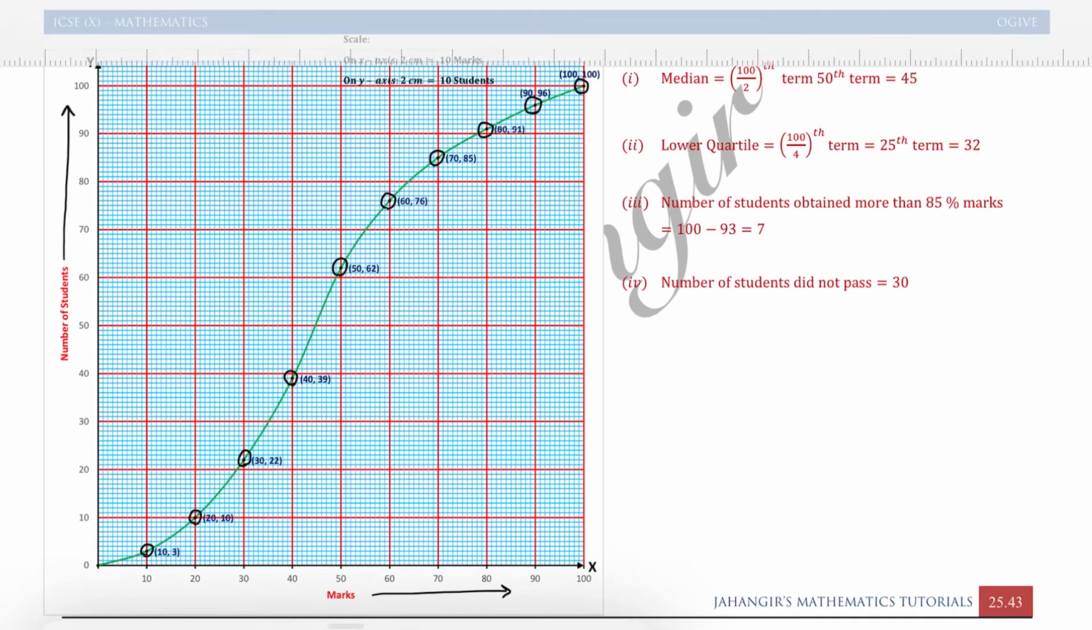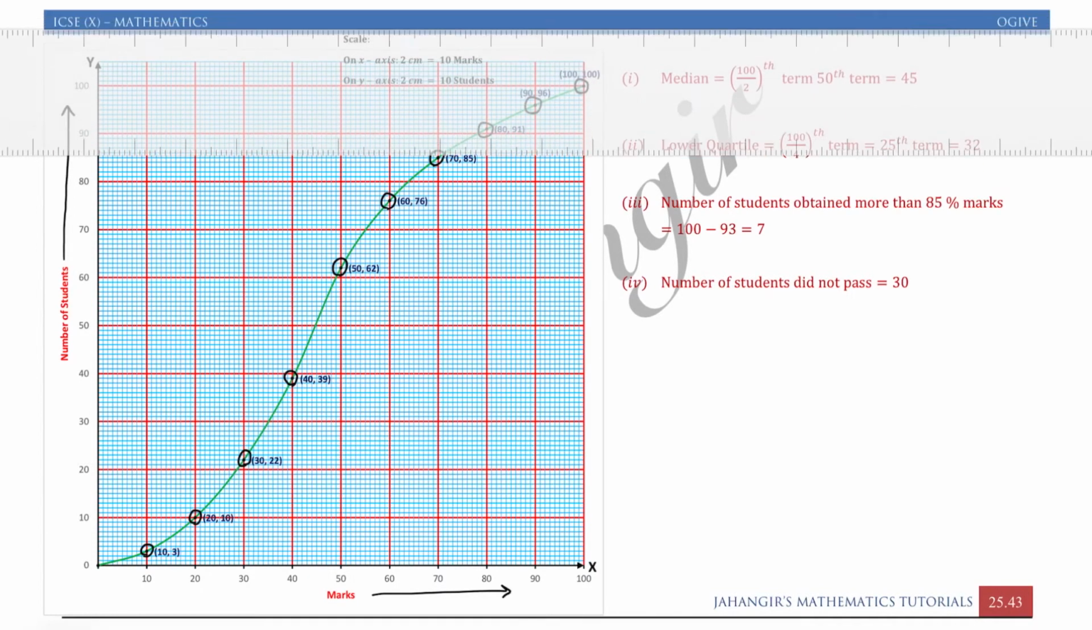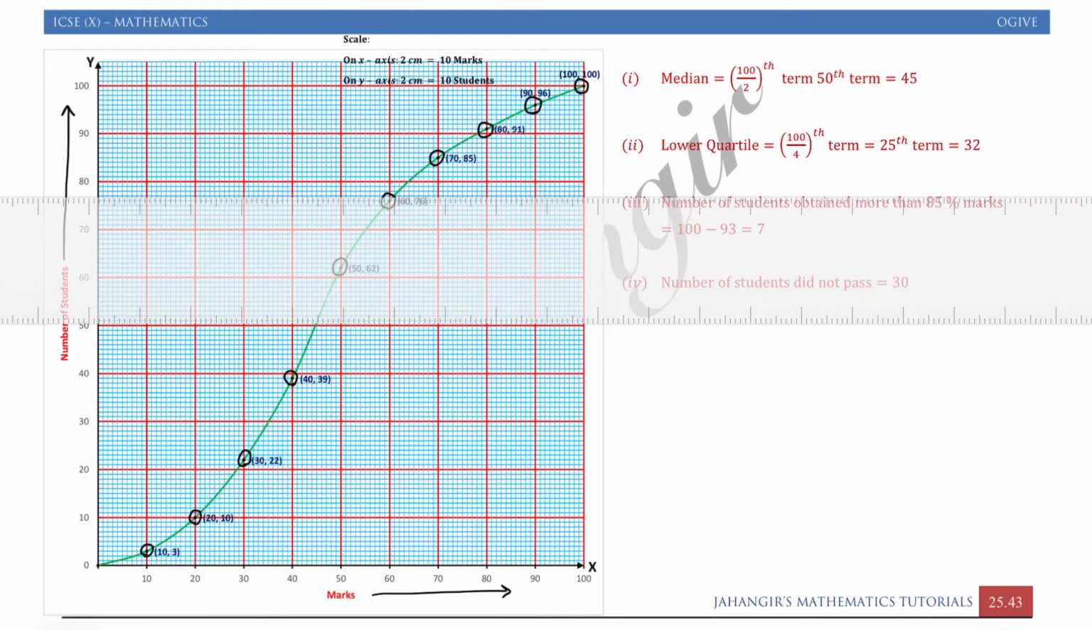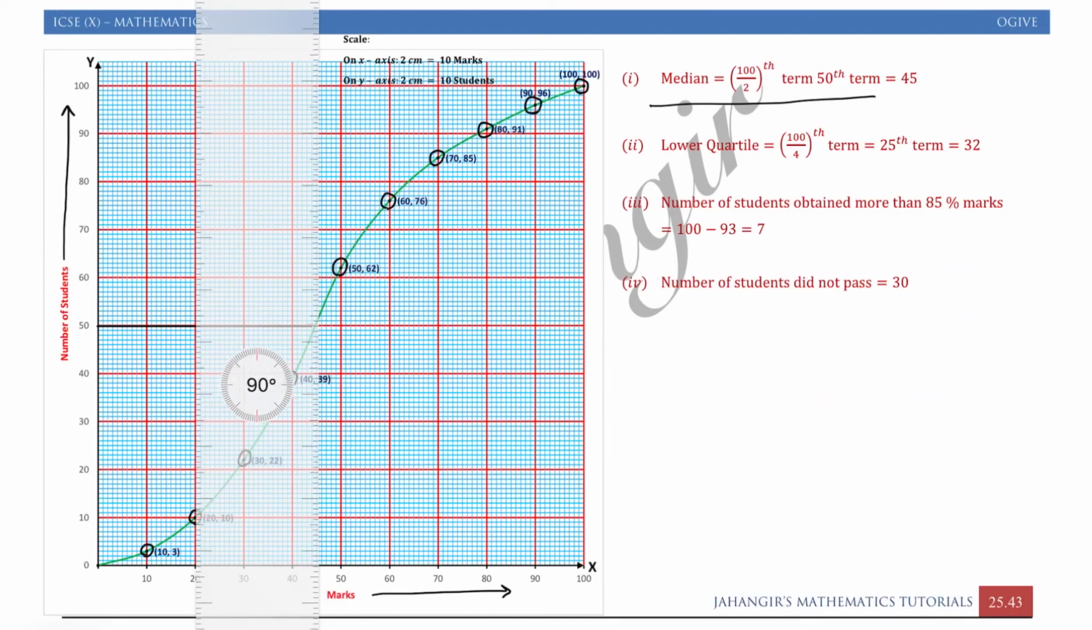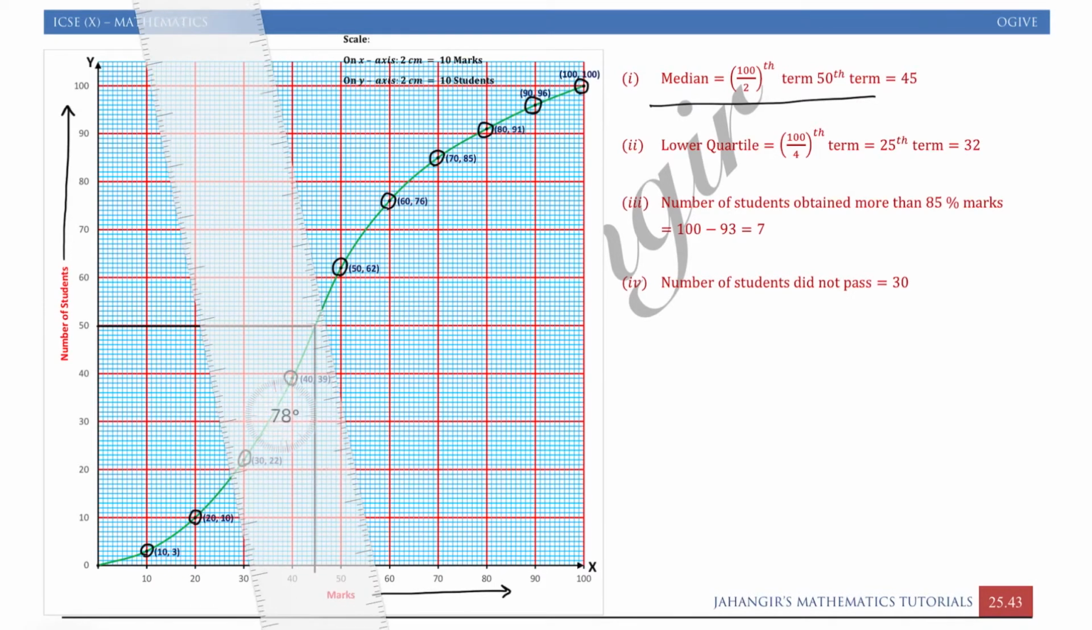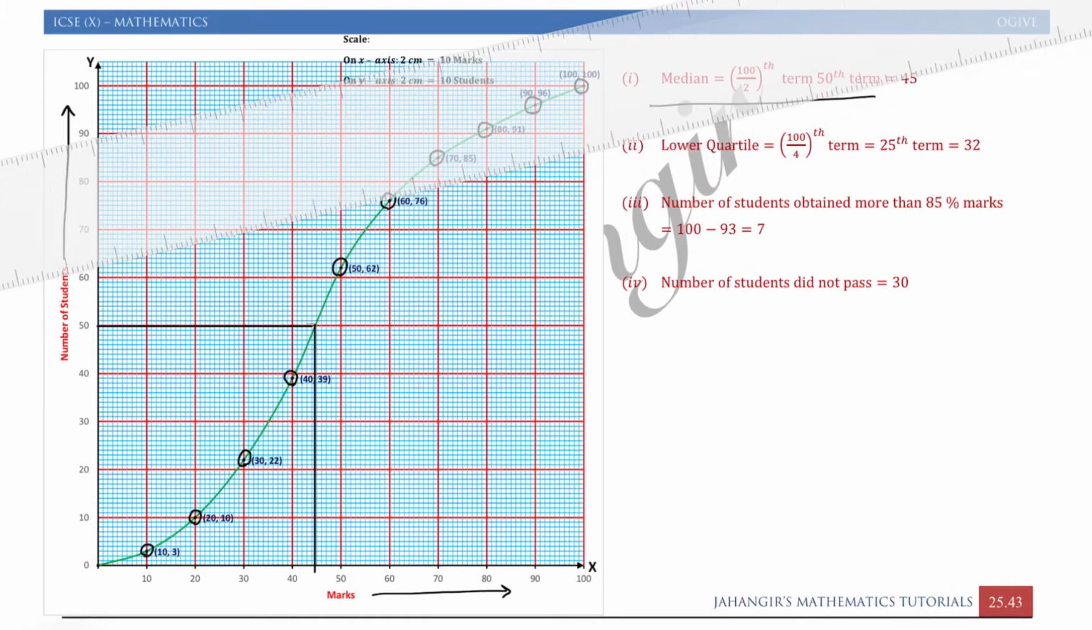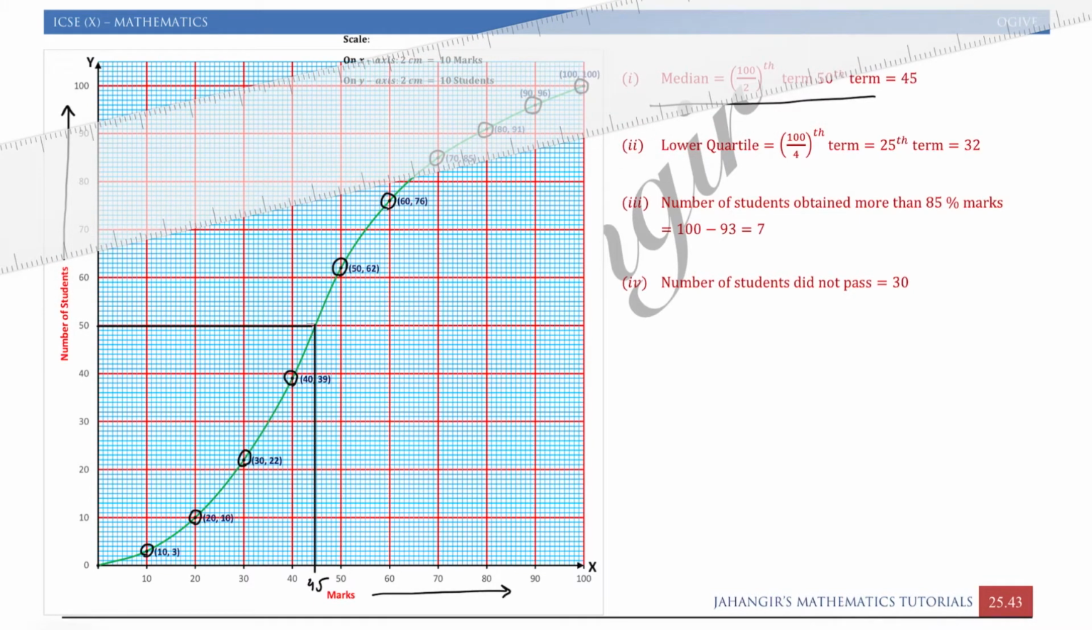Now the first question is again median. Median is the common question which we are getting in each and every question till now. The median is n by 2. We have 100 students, 100 by 2 is 50. It's already written over here. You can have a look at this. 100 by 2 we will make a horizontal line. Then we can see the reading is 45. So therefore median we get as 45.